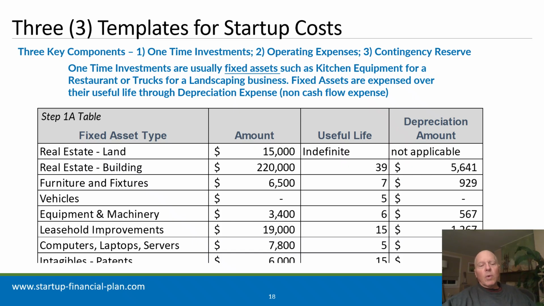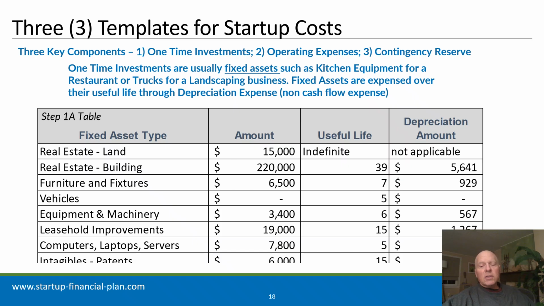So the first step is, what are the one-time expenses you need to make? Is it a building? Well, if you're going to have a building, you have to acquire a building. What's the acquisition cost of the asset? $15,000 for land, $220,000 for a building, et cetera. Every business will be different, but this is just an example. But this is one of the templates you're going to have to fill out in the Startup Financial Plan model that you can download from the website. So one of the templates, the step 1A table, is to fill out the one-time expenses.